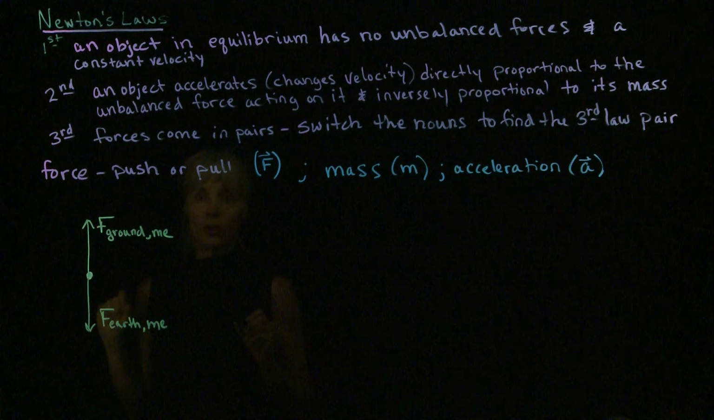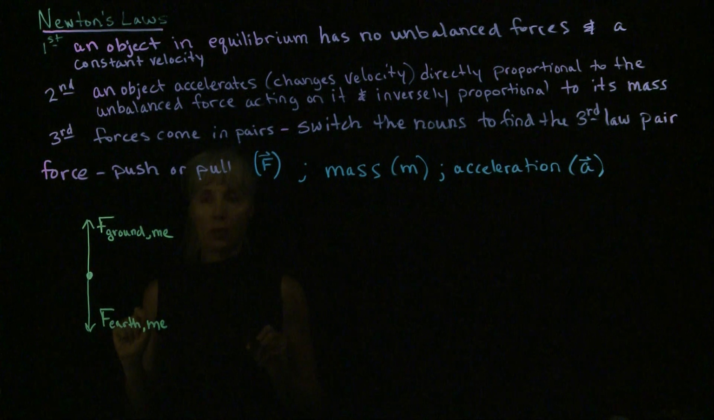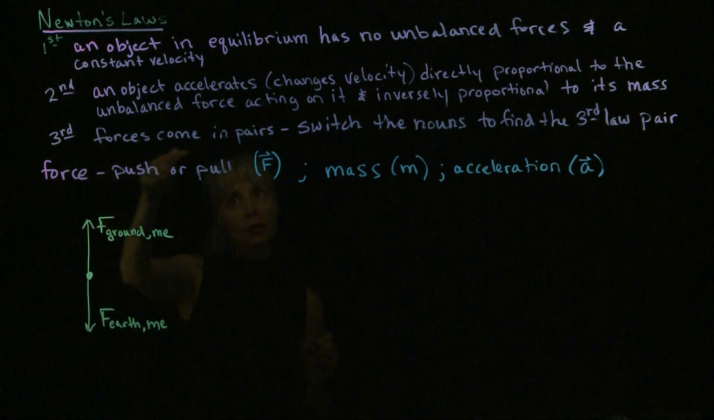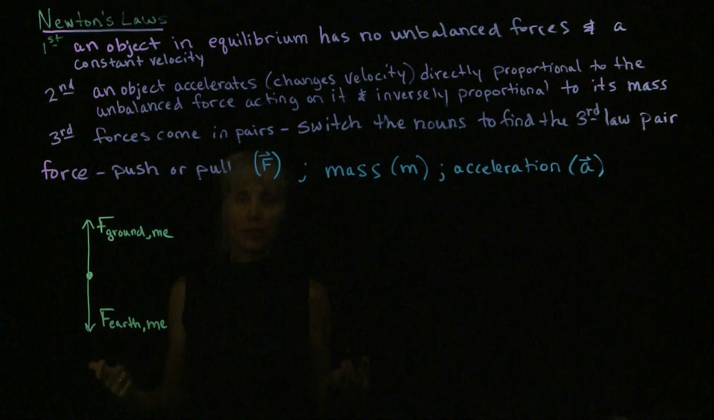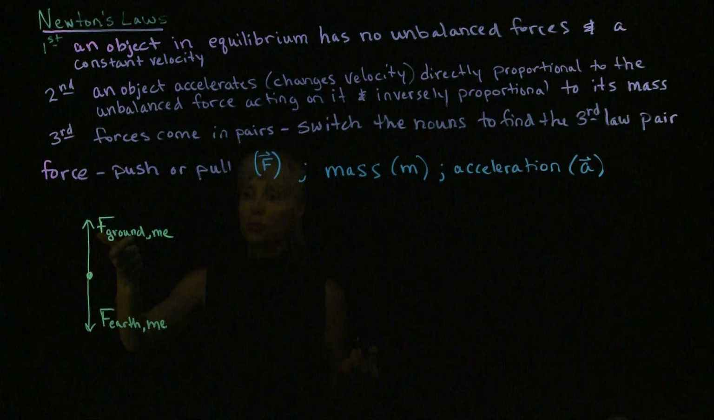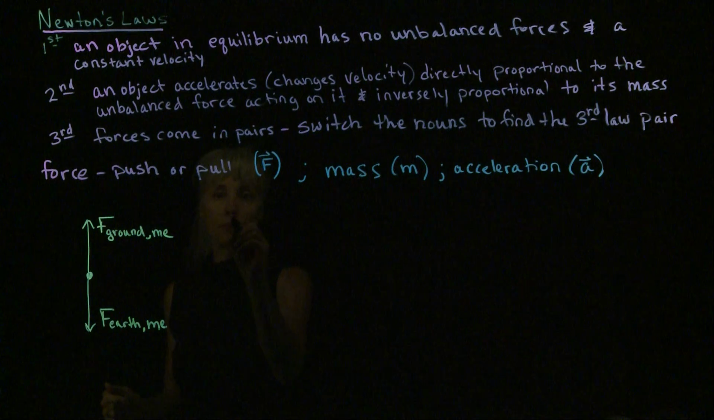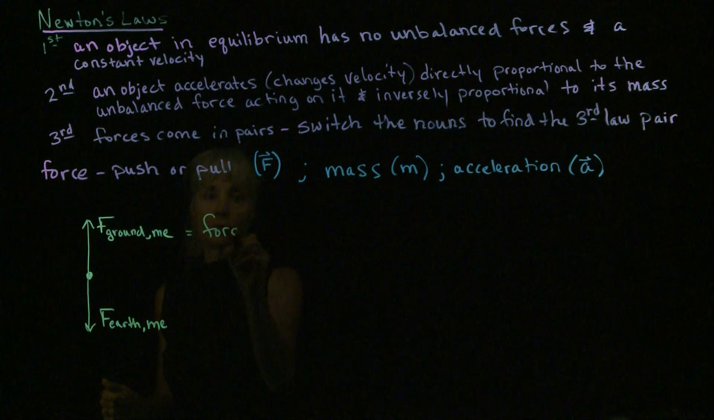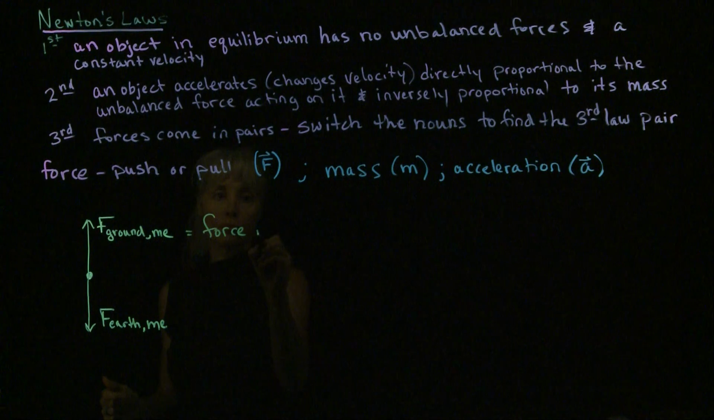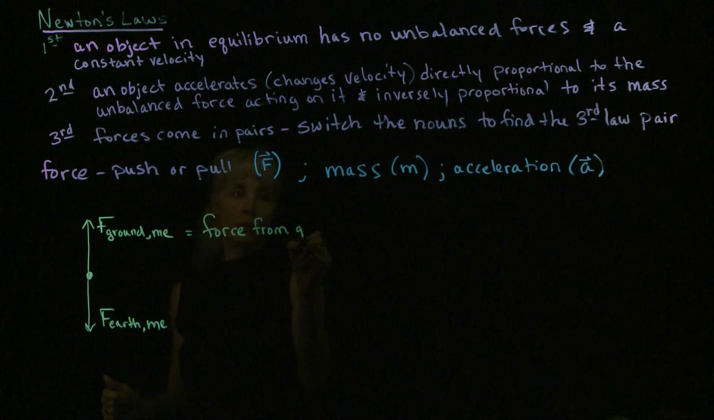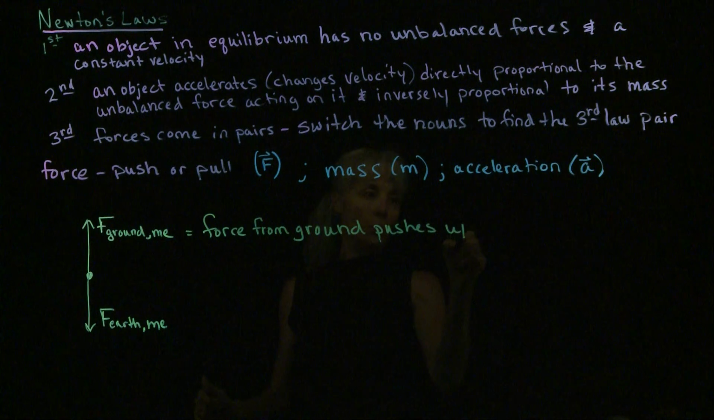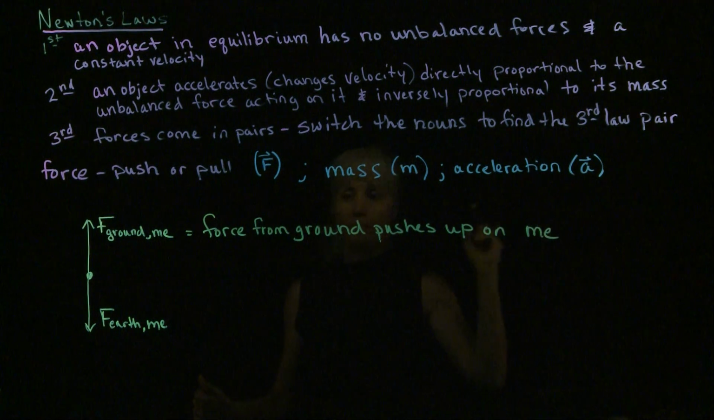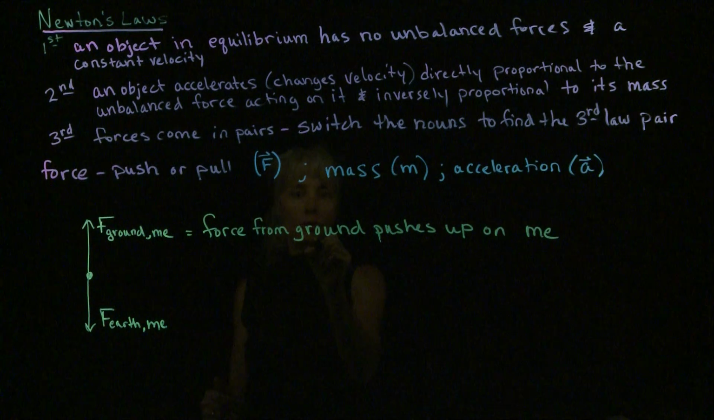These two forces are equal and opposite, but they are not Newton's third law pairs. And that's why I like to describe Newton's third law as forces come in pairs, and just to switch the noun to find the third law pair. So let's describe this force in words. Force from ground pushes up on me. So where are the two nouns?